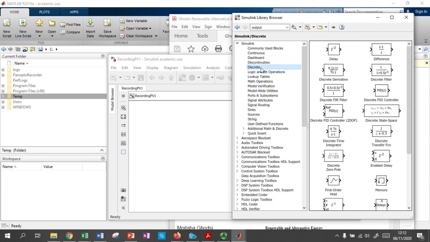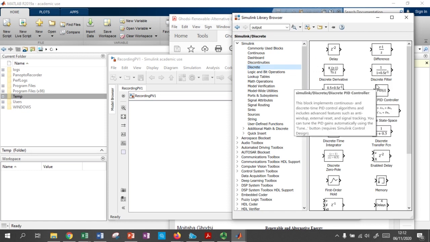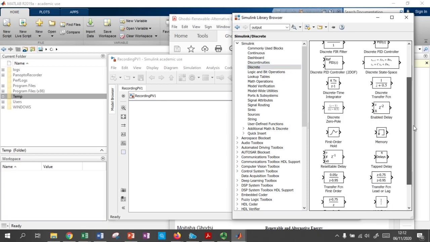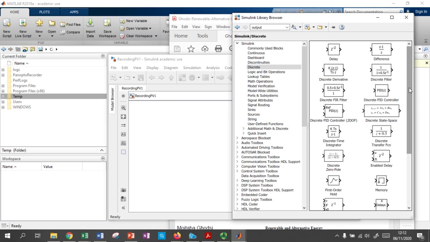Then the next one is for the discrete domain. Discrete domain means that you are using the Z transformation. In the continuous one, we are using Laplace transformation or S transformation, which is the frequency one. But in the discrete one or the digital one, we are using the discrete transformation, which is the Z transformation, named in honor of Professor Zadeh.